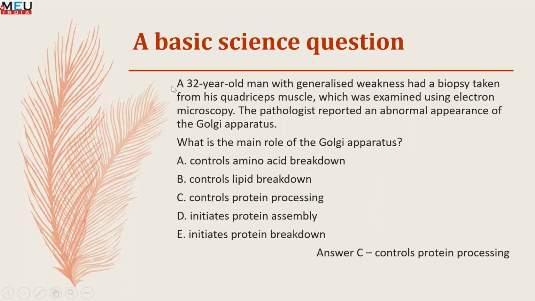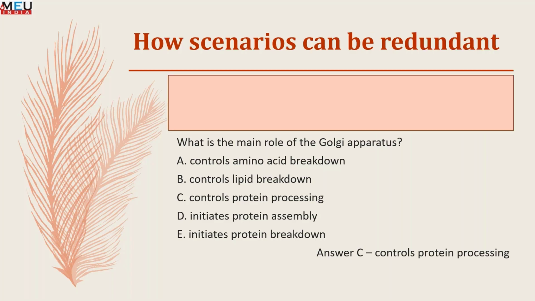Suppose you have a basic science question where a 32-year-old man with generalized weakness had a biopsy taken from his quadriceps muscle. This biopsy was examined using electron microscopy, and the pathologist reported an abnormal appearance of the Golgi apparatus. And the question is, what is the main role of the Golgi apparatus? And these are the options given. Now I'm going to use the cover test for scenarios, which means I'm going to cover the scenario. Even if I don't see this scenario, the question simply is, what is the main role of the Golgi apparatus? And I can still read all this and give my answer, that is C.